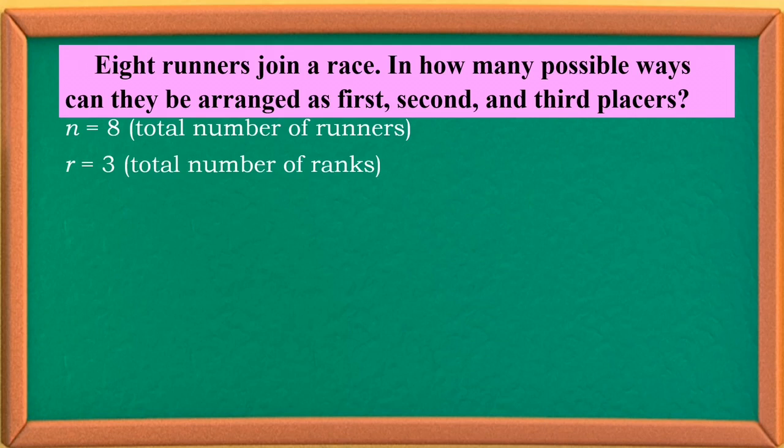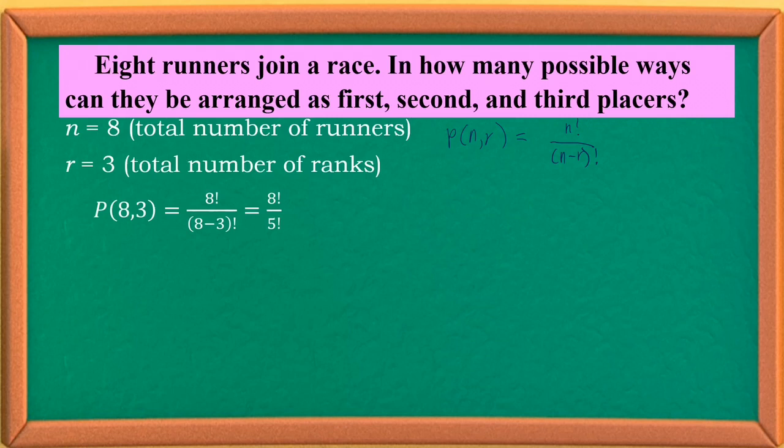Now let us substitute this to the formula of the permutation, which is n permutation r is equal to n factorial over n minus r factorial. So by substitution, 8 permutation 3 is equal to 8 factorial over 8 minus 3 factorial. 8 minus 3 is equal to 5, so 8 factorial over 5 factorial.